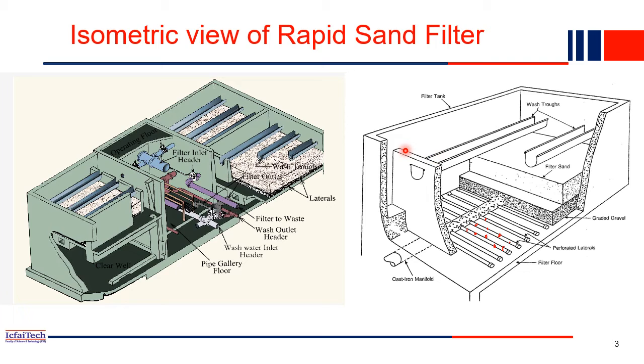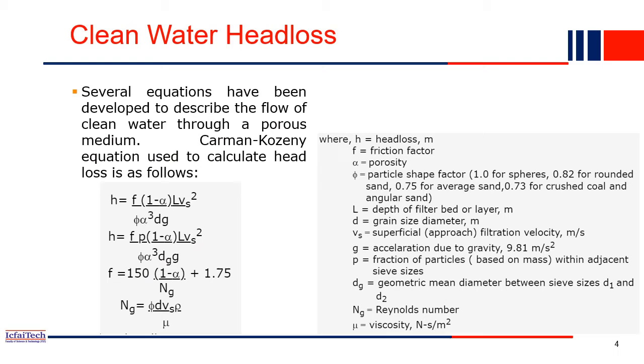At the end we'll be solving one rapid sand filter design. In that you will see all these parameters I have explained here being designed, like the dimension of this rapid sand filter, the dimension of the sand layer, then the gravel layer, the dimension of these laterals, like the diameter of the main pipe and lateral pipe, the hole diameter, and the spacing. All these parameters will be designed at the end of this lecture.